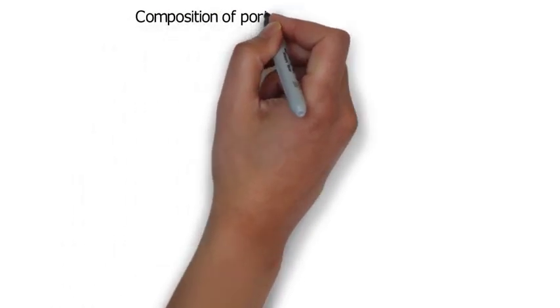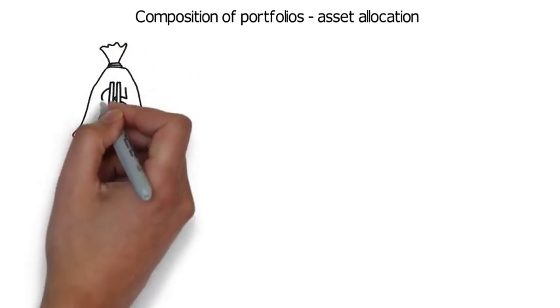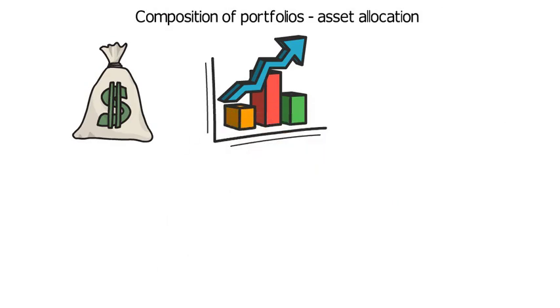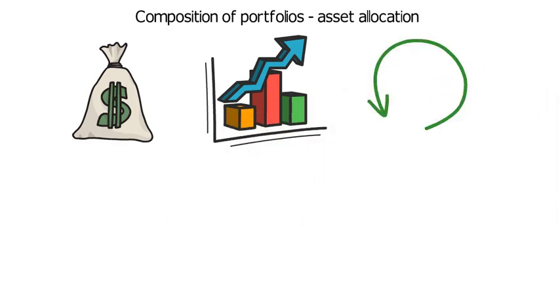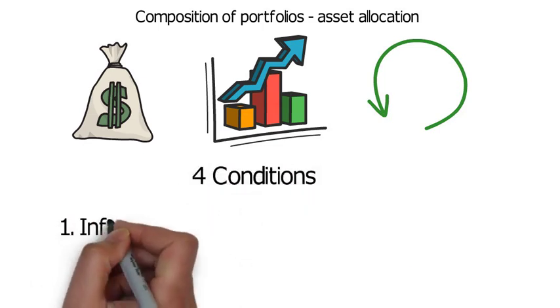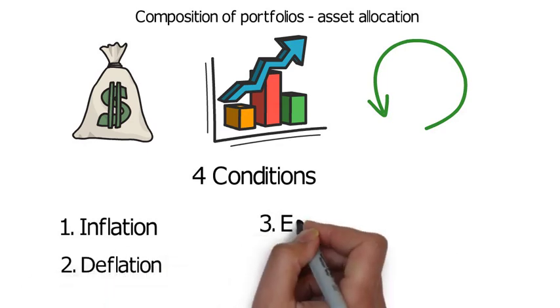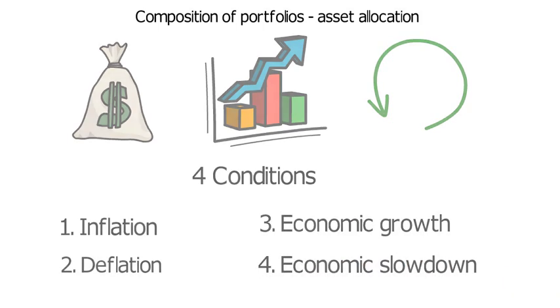Composition of portfolios, asset allocation. The economy, and therefore market risk, goes through various phases that alternate between each other and go to make up the so-called economic cycles. Each economic phase is characterized by a peculiar combination of these four conditions: 1. Inflation, 2. Deflation, 3. Economic growth, 4. Economic slowdown. It follows that there are basically four economic seasons that alternate cyclically.